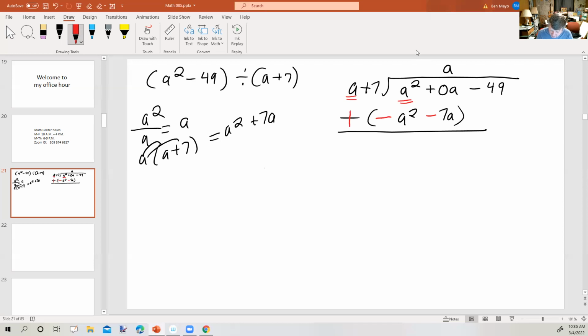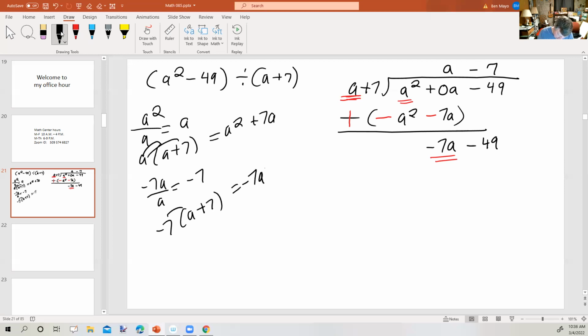Yes. Then we add up the columns. A squared plus negative a squared is 0. 0a plus negative 7a would be negative 7a. Then we bring down the next term and start the process all over again. We're going to divide the leading term inside by the leading term outside. Negative 7a divided by a is negative 7, or in this case, minus 7 there. Then we take that times the divisor. We get negative 7a minus 49, which we put over here.